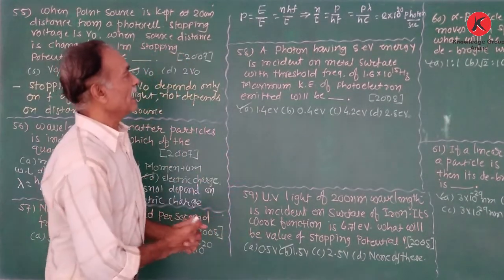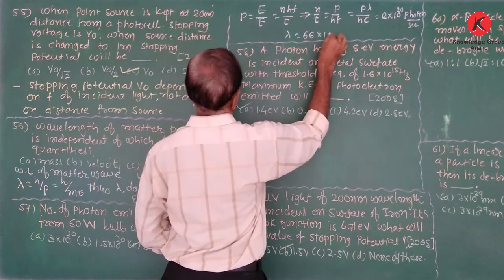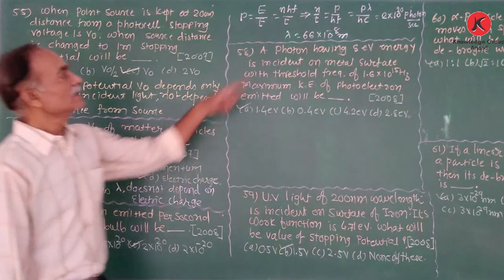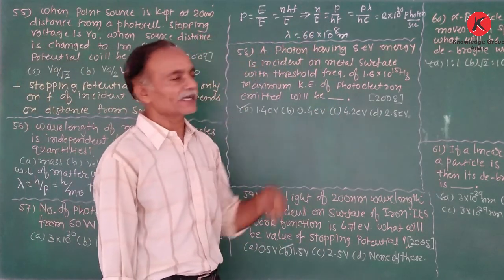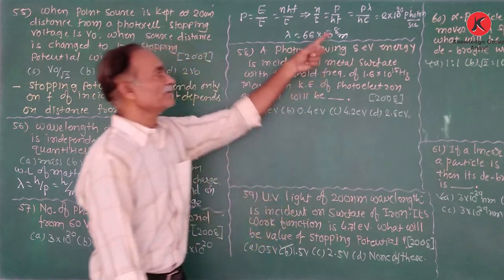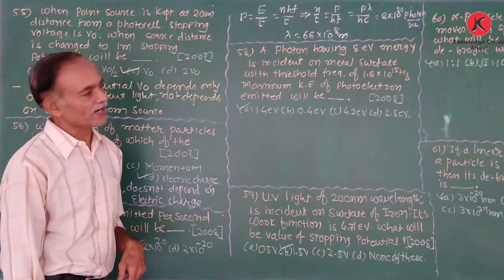Here the value of lambda is 66 × 10^-8 meter. Consider this value for this numerical. The lambda is equal to 66 × 10^-8 meter. Clear this? So we obtain the answer: 2 × 10^20 photons per second.